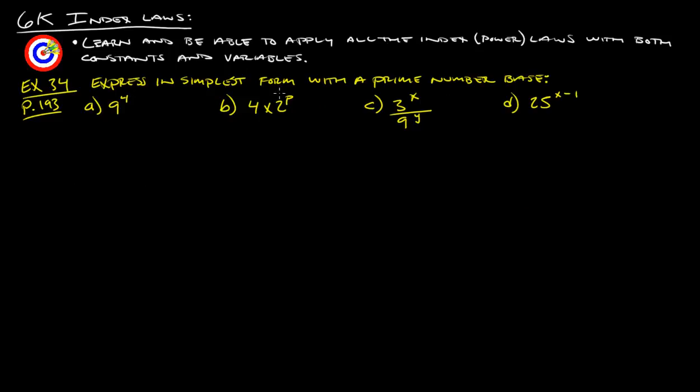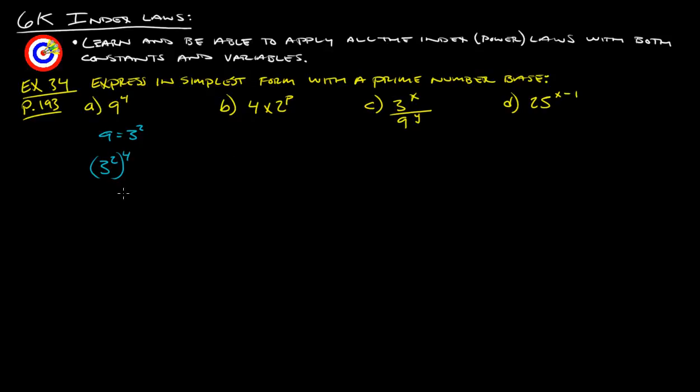Example 34 from page 193. Express in simplest form with a prime number base. So this is a little different here. This isn't dealing directly with our formulas, but we have to do something first. So a prime number base. 9's not a prime number, it's a perfect square. So what they're asking us to do here is turn 9 into something that you can multiply together to get 9. So 9 is the same thing as 3 squared, right? So I'm going to replace that 9 with 3 squared. So really what they're saying, this is 3 squared to the 4th.